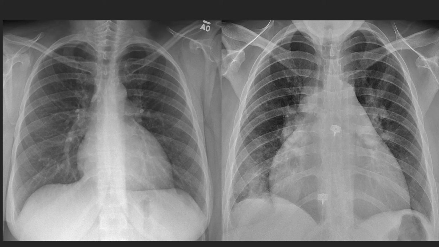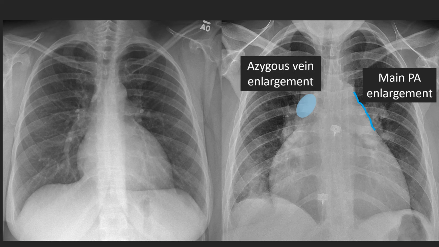Additional abnormal contours are also present. The main pulmonary artery contour we can see is enlarged. We also note that there's distension of the azygous vein, which is seen here, indicating elevated right-sided pressures. Also notice at the right lung base, there's silhouetting of the diaphragm and a wedge-shaped opacity, representing a pulmonary infarct.